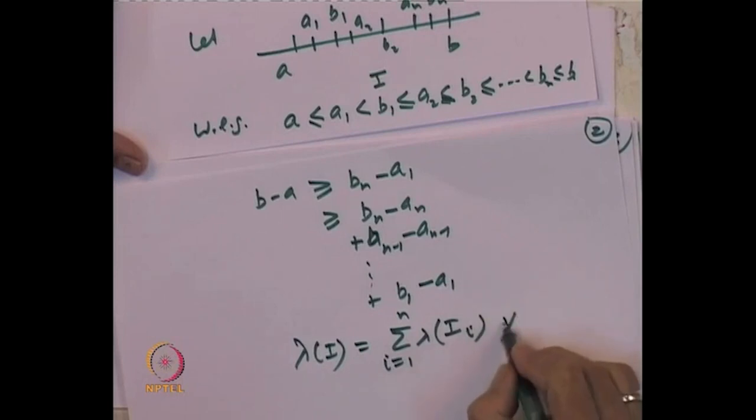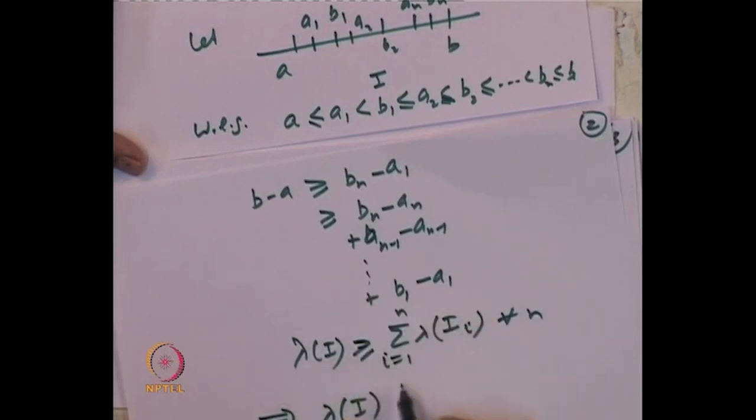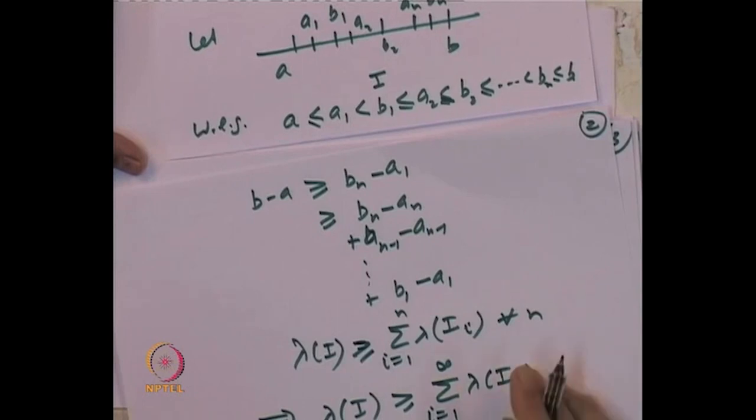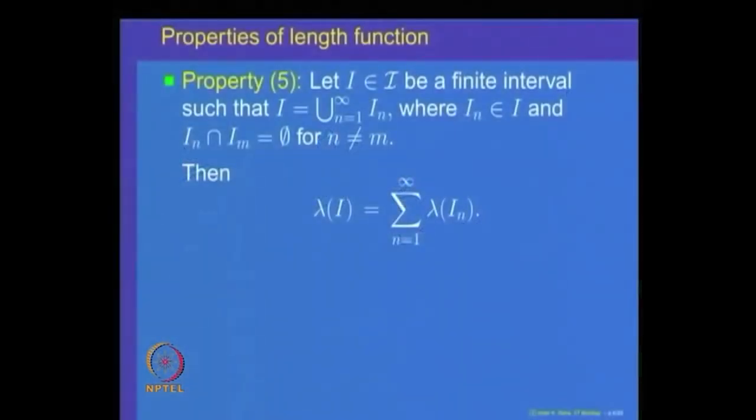So, what we have gotten is that this is true for every n. So, this is bigger than or equal to the sum from i equal to 1 to infinity of the length of Ii. So, that proves the other way round inequality also. Hence what we have shown is that the length function has the property that whenever a finite interval is written as a countable union of disjoint intervals, then the length of the interval I is equal to the summation of the lengths of the individual intervals.